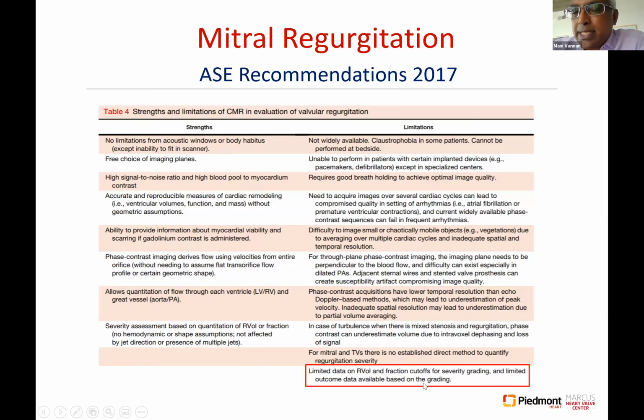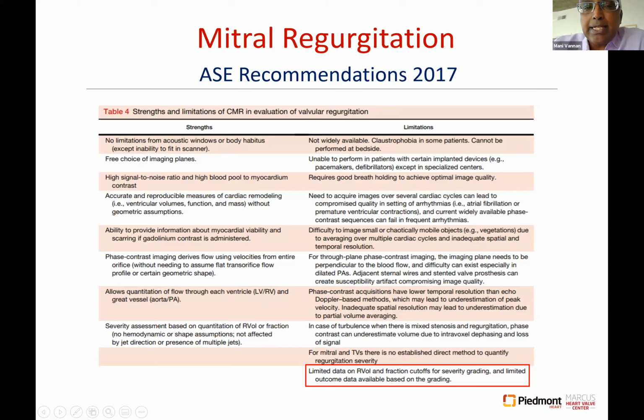However, I must say this last statement in this 2017 guideline may be somewhat dated because since 2017, there has been a reasonable amount of data based on MRI regurgitant volume and regurgitant fraction in both primary and secondary MR, showing both prediction of therapy outcomes and also clinical outcomes. So this statement also may not apply in the future with regard to MRI.